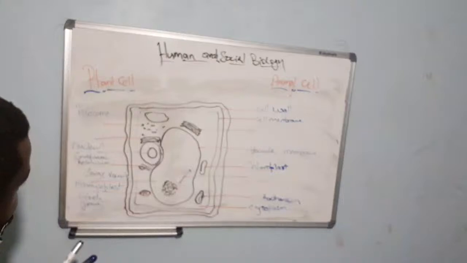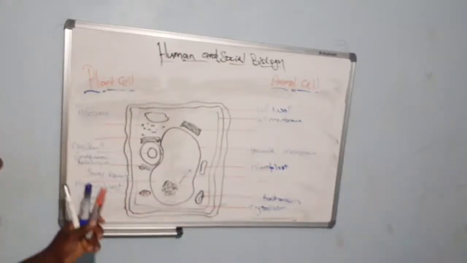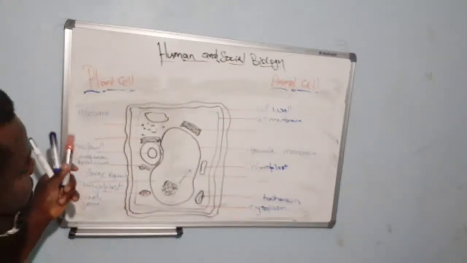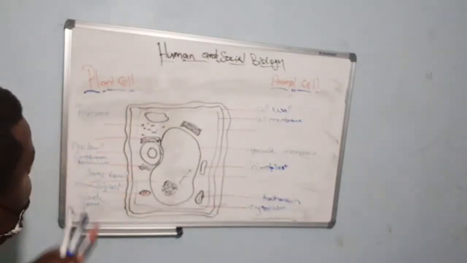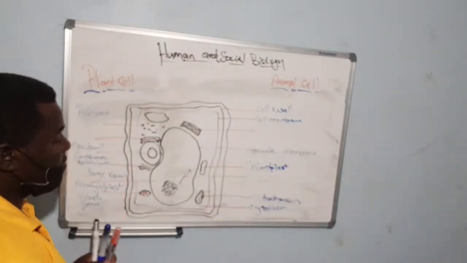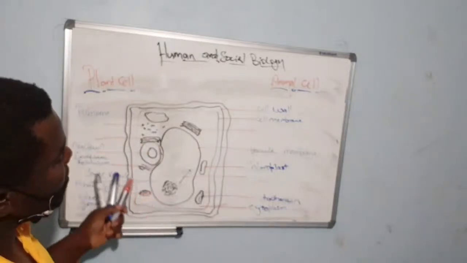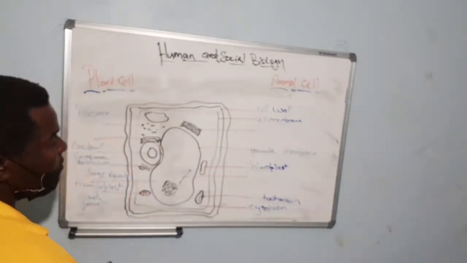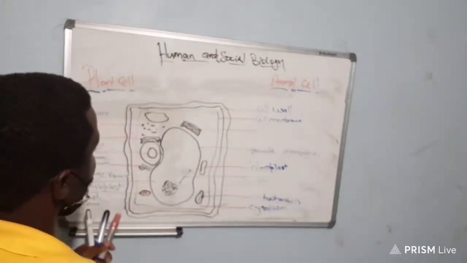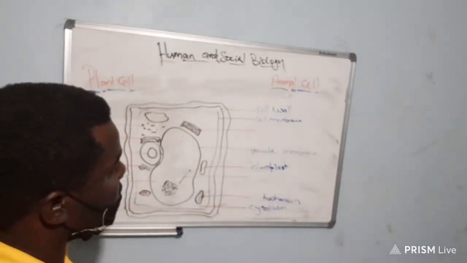So that's it for the plant cell. There are also other diagrams with other parts, more in-depth parts. But we can just stop here for now, because this is very much enough information for your exam purposes.